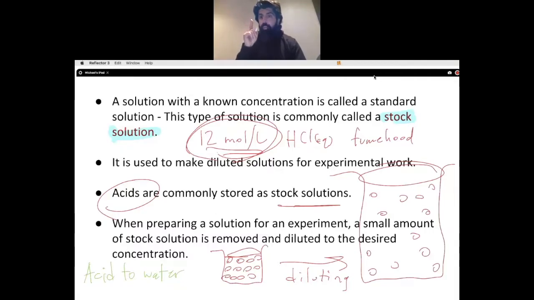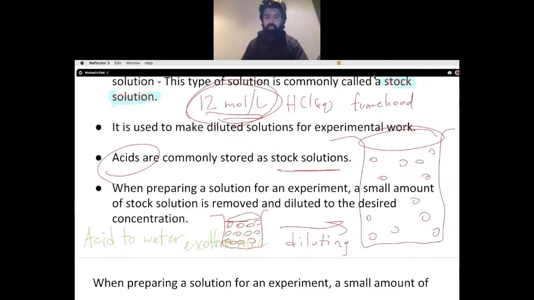Why do we not add water to acid? Because in that order, it's a very exothermic reaction, which means it's going to heat up, and the beaker can heat up to the point where it could explode because of all the energy. And you don't want acid splashing at you. So that's one of the safety features when diluting an acid. Always remember you're adding acid to water, never water to acid.